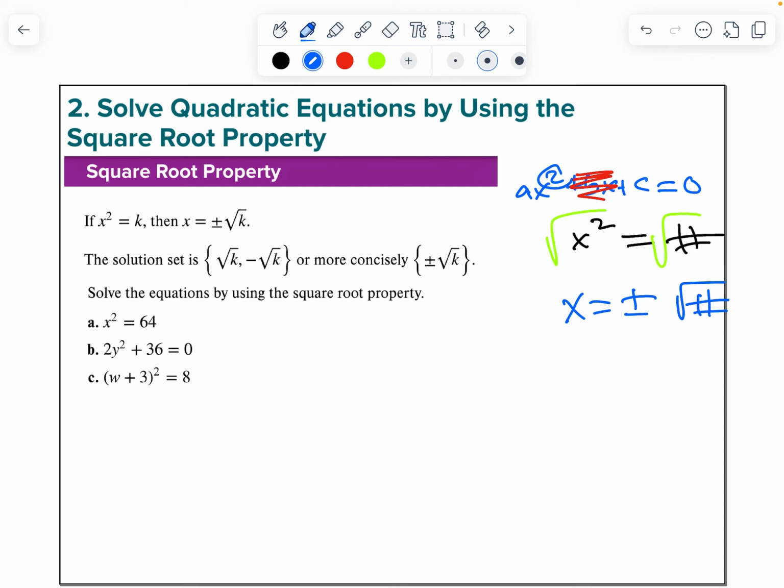Remember, you want to end up with two solutions, and the plus or minus gives you those two solutions. It's positive of that number and negative of that number.